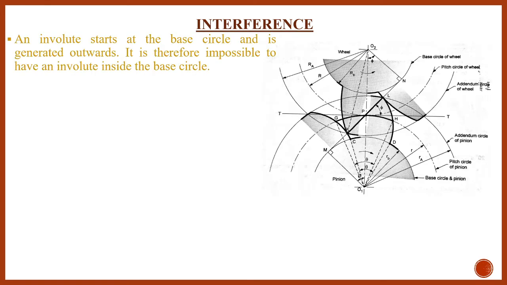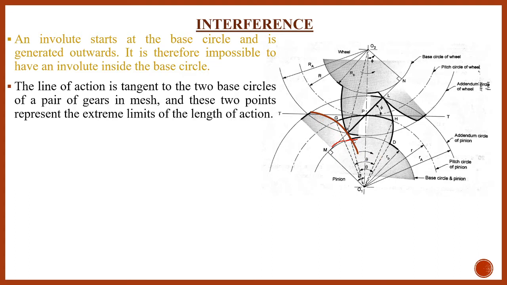We can just try to understand this. In this case, this is the base circle where I have just drawn one profile. This is the profile below the base circle. Above the base circle is the involute and below the base circle is the non-involute. Again, this is the tangent to both the circles, the base circle of the pinion and the base circle of the gear.